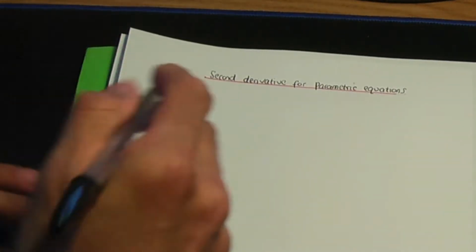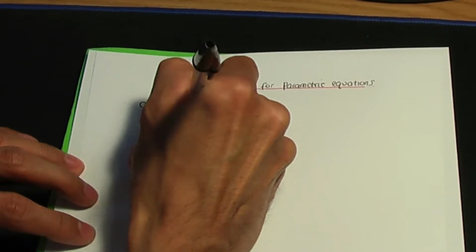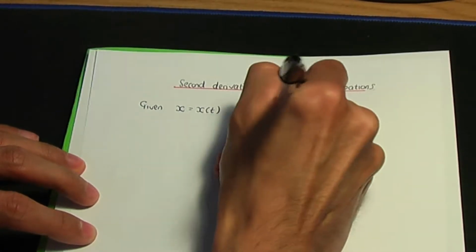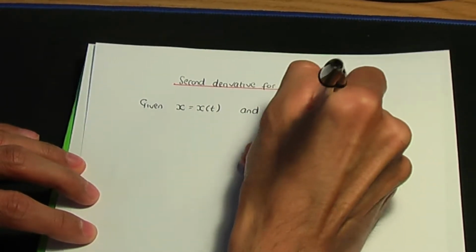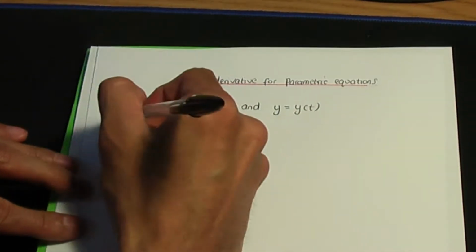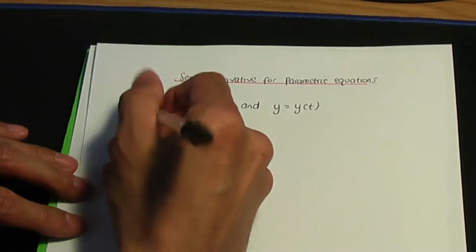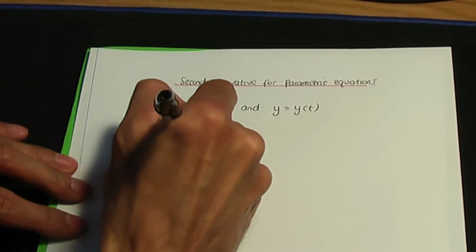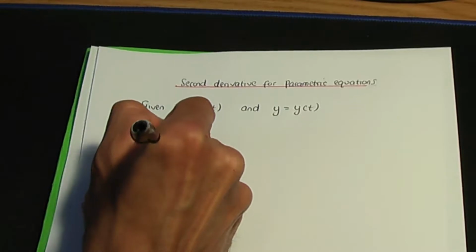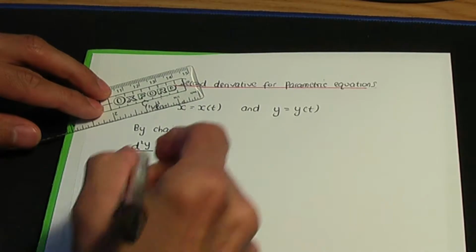So in this case, if you're given parametric equations, so x is in terms of t, and if you're given an equation y in terms of a third variable which I'm naming t, okay? So in order to calculate d2y over dx squared, we need to apply the chain rule. So by the chain rule, to work out d2y over dx squared, this is what we need to do.